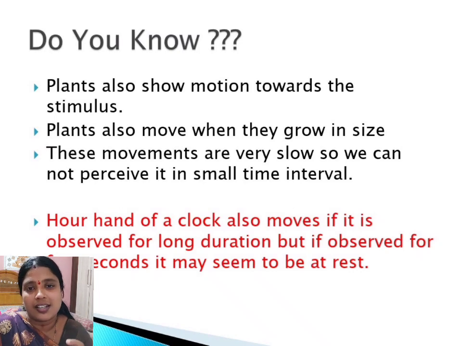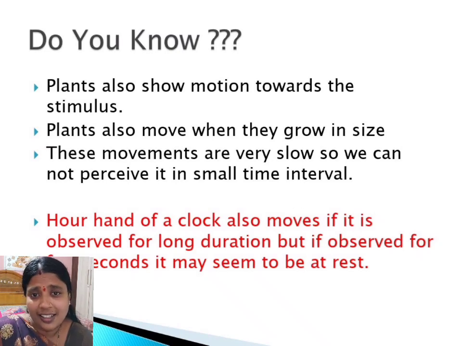And if you consider the motion of the hour hand for a few seconds, then there will be no change in the position of the hour hand. So the hour hand will be considered at rest. Okay. Now let us try to solve these questions.